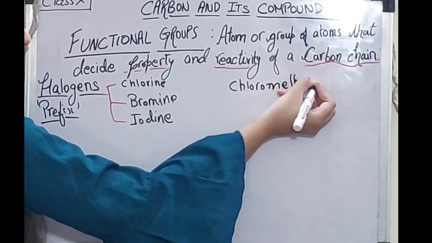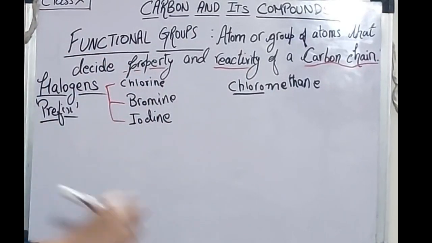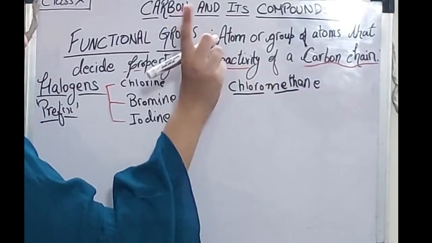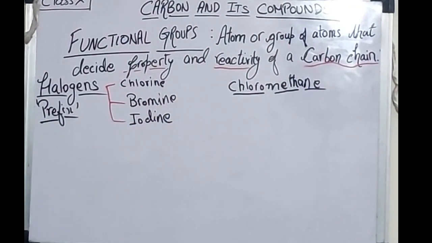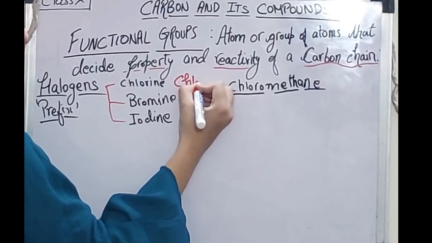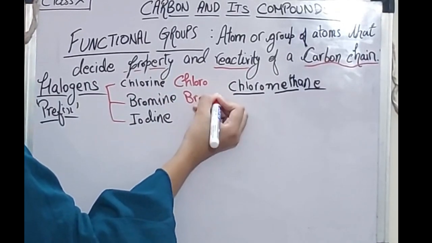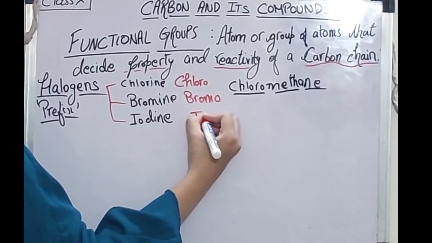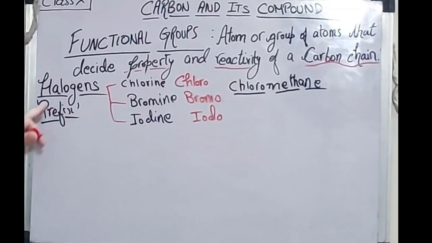Like what I wrote was chloromethane. So इससे क्या पता चल रहा है? You have chloro means chlorine in that. You have meth means one carbon, and ane means single covalent bond. इस name से you got all the information, right? Similarly, chlorine has chloro, bromine has bromo, iodine has iodo.